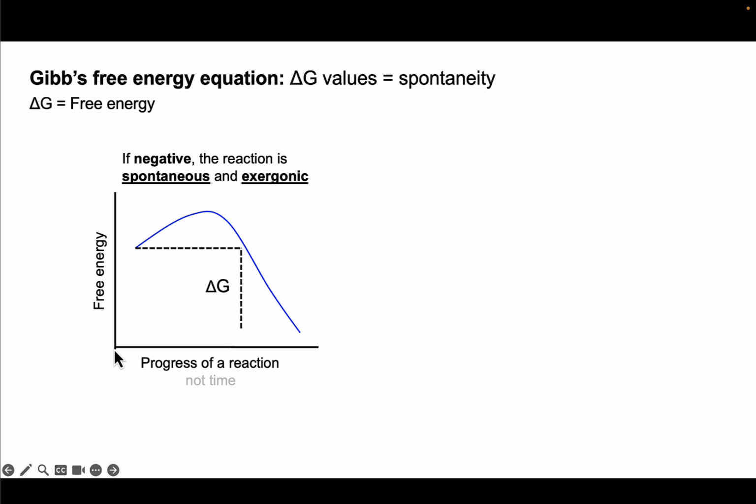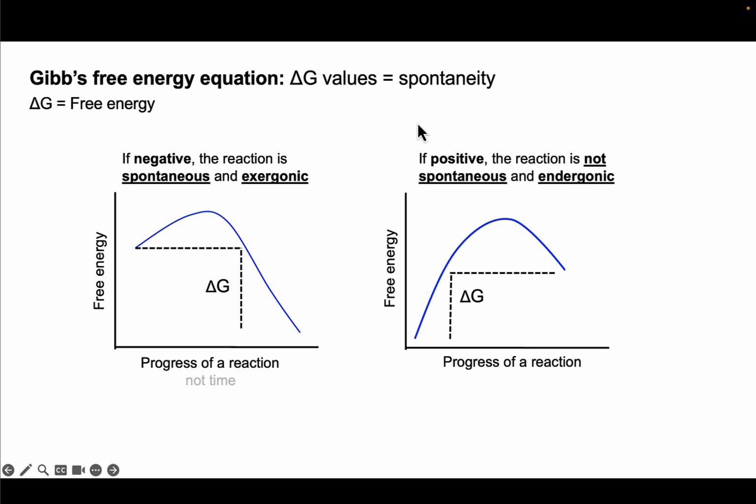On this chart here, we're going to work with this a little bit in class, but we have free energy on the y-axis and the progress of the reaction on the x-axis. I just want to point out this progress does not necessarily mean time.